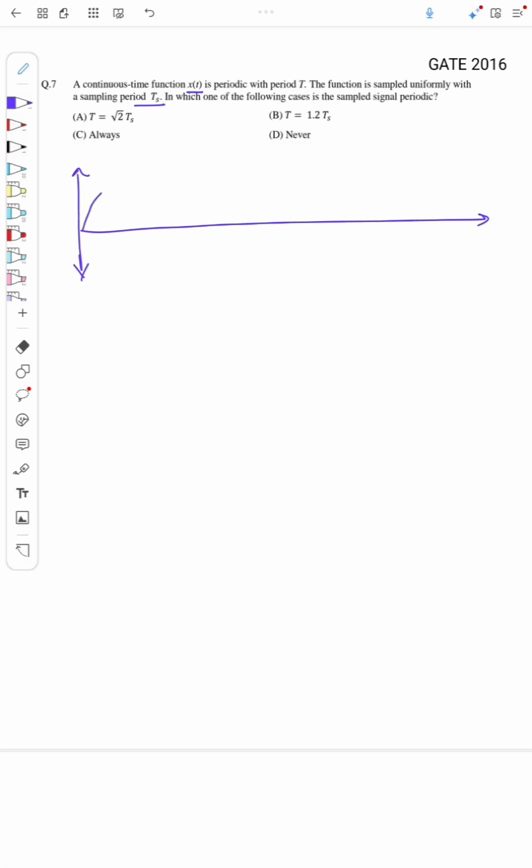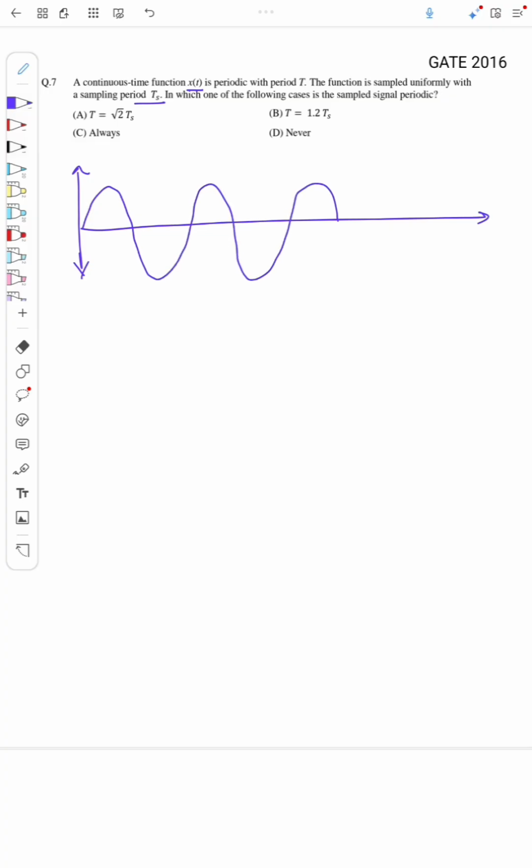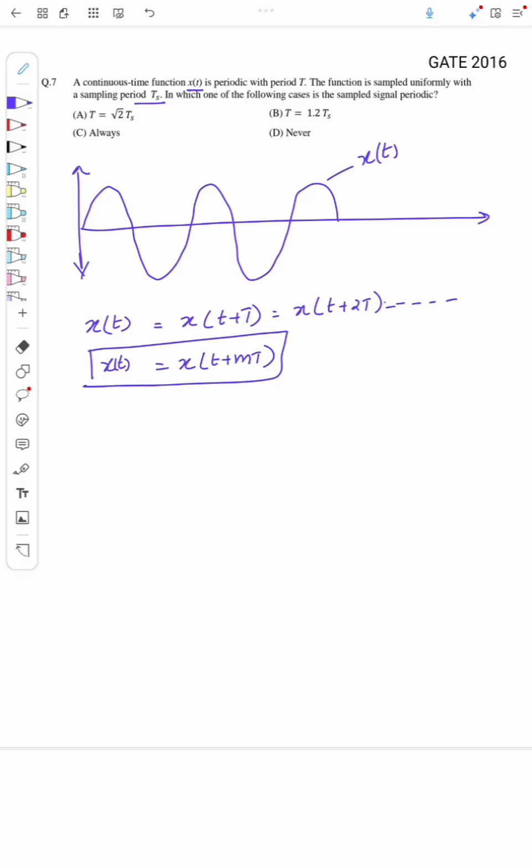It can be anything, so let me take it as a sinusoid like this. So this is x of t, right? And we know given x of t is periodic with period T. So I can write x of t is equal to x of t plus T. This is same as x of t plus 2T and so on. Or in general, I can write x of t as x of t plus mT, right? Where m can be equal to 0, 1, 2, etc. till infinity, or minus 1, minus 2, and so on, right?